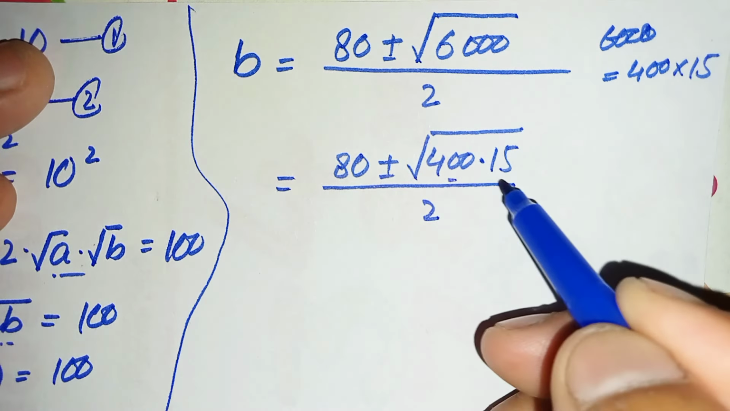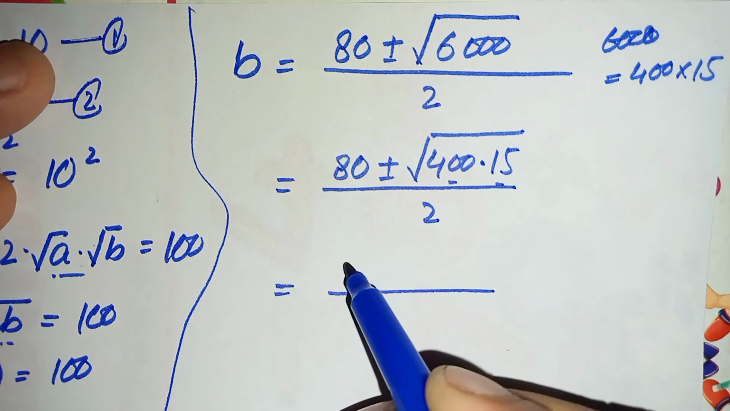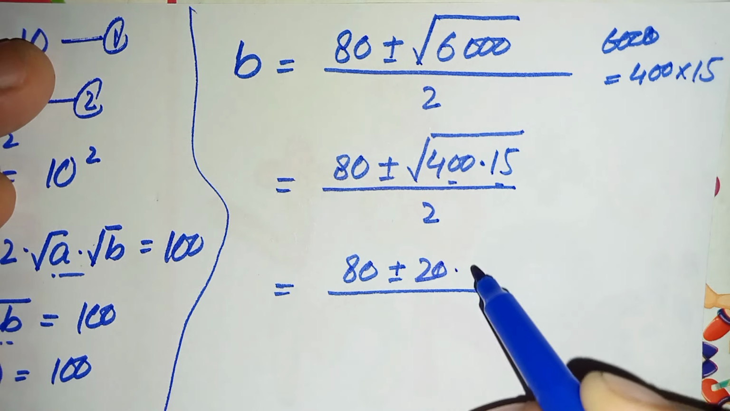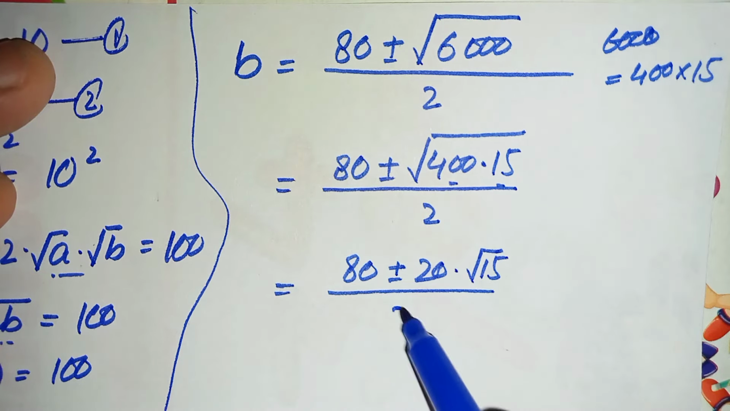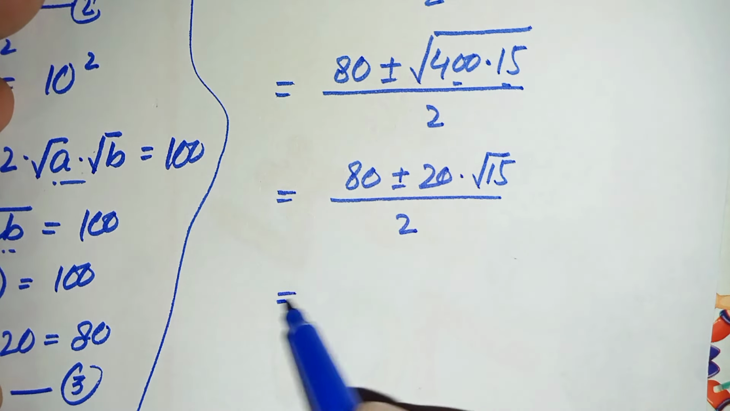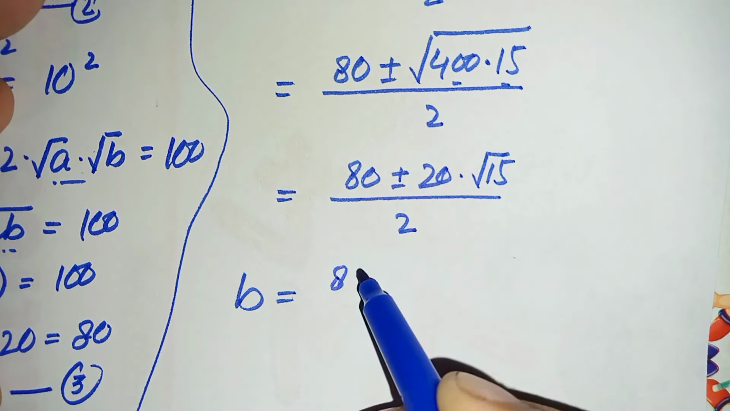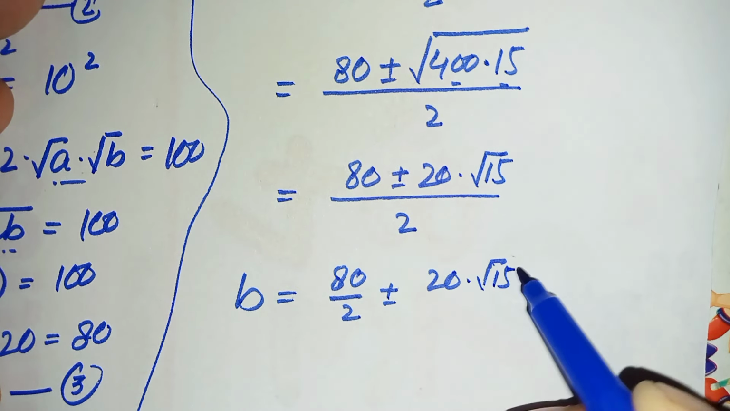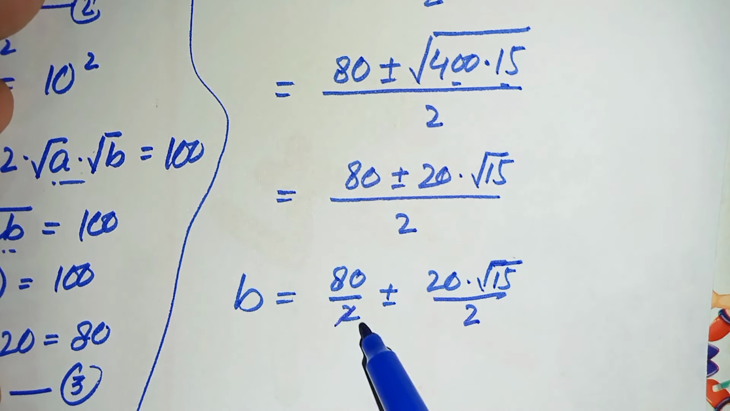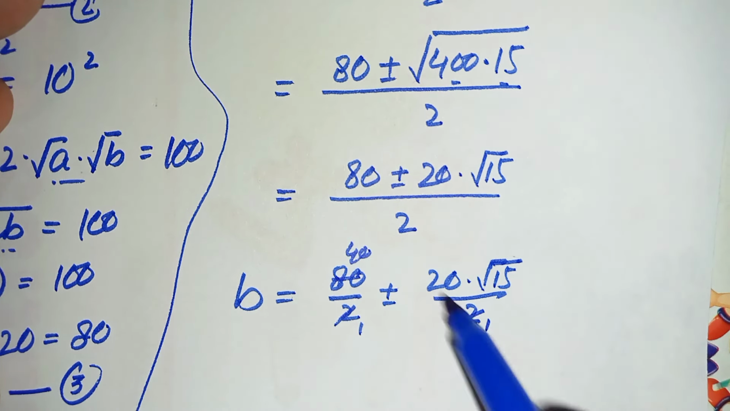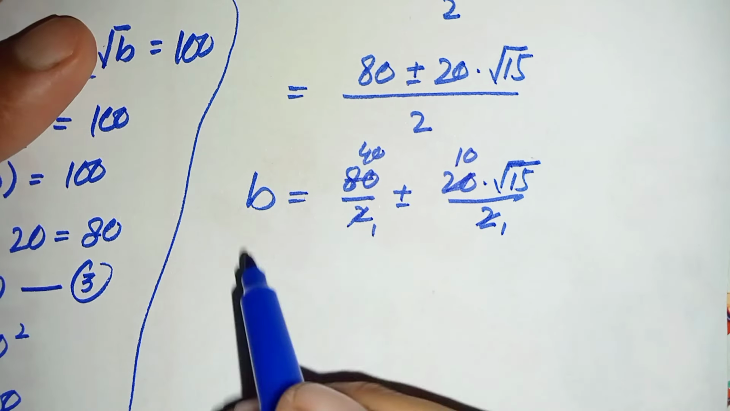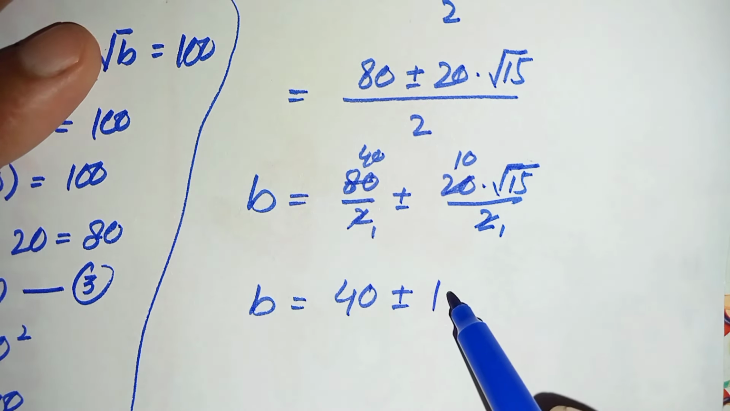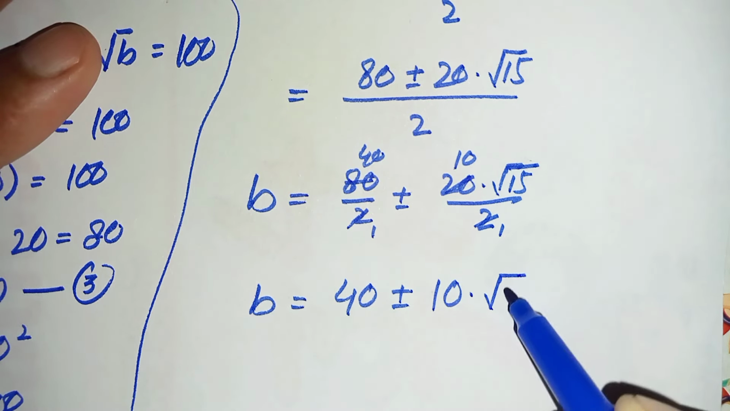Next we will split this square root over 400 and 15. So this will become 80 plus minus, now the square root of 400 is 20 and the square root of 15 will be the same, divided by 2. Next we can write this equation as 80 divided by 2 plus minus 20 times square root of 15 divided by 2. Here 2 times 40 is 80, and 2 times 10 is 20. So this will become b is equal to 40 plus minus 10 times square root of 15.